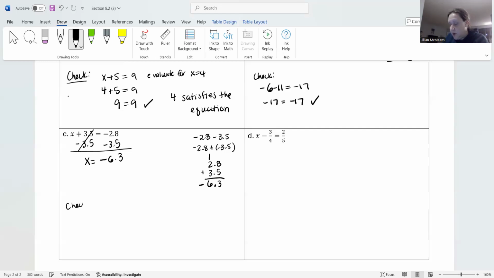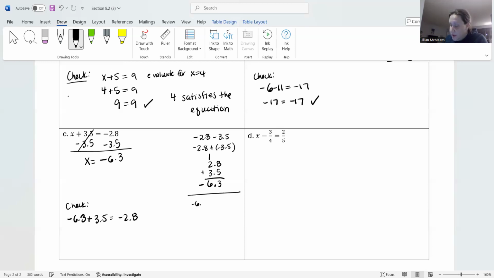The directions told us to check. So we're going to take this equation. Anywhere we see an x, we're going to plug in a negative 6.3. So we get negative 6.3 plus 3.5. We want to know, does that equal negative 2.8? So let's do some side work again. And you can use your calculator here, but this is a good way to review, okay?